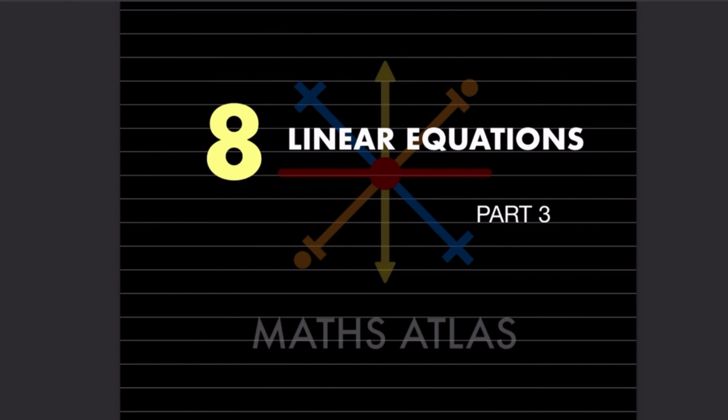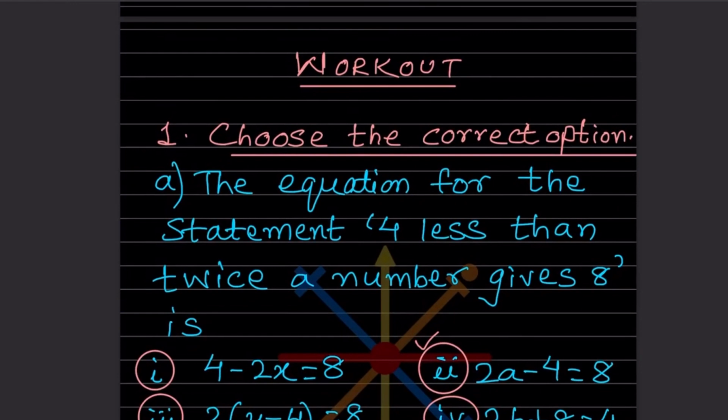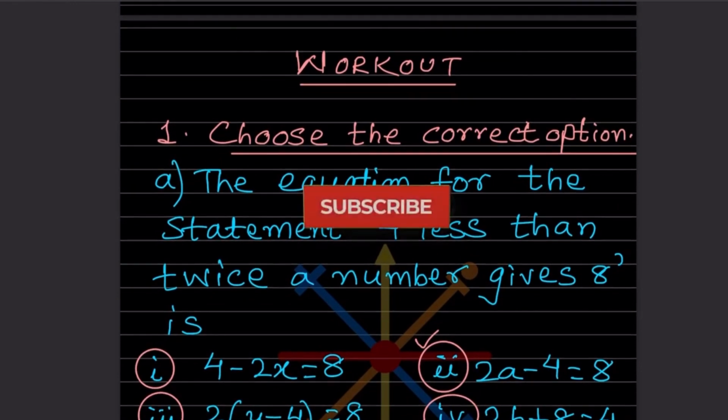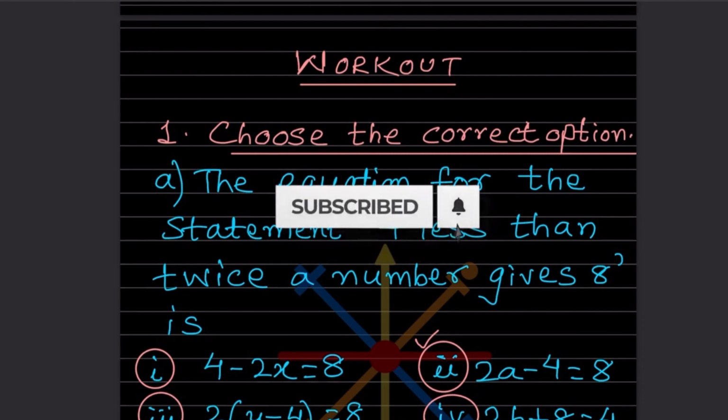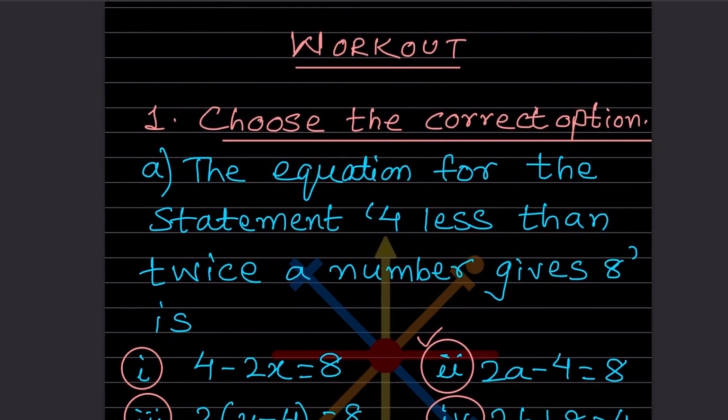So let's start. First thing here, what are we going to do? We have already completed the exercise part. So this is the workout, and this workout is nothing but practice for the previous exercises only, but the numbers have been changed. So here what did they say? Choose the correct option for the equation of the statement. The statement has been given over here, and you have to just find the equation. You don't have to solve it.